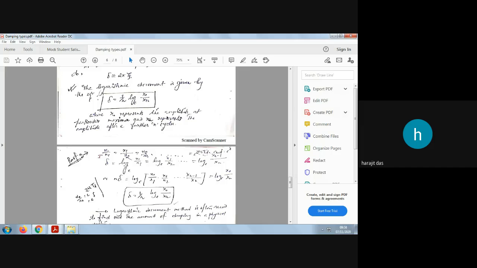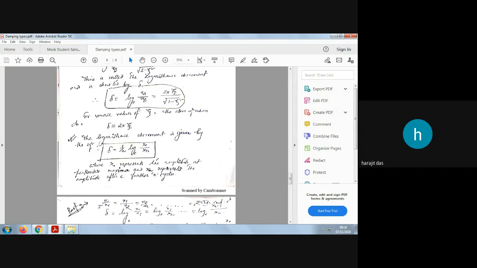So if you multiply the n terms, what will you get? You need to multiply this delta by n. So n delta will equal the product of all those terms: log base e of x naught by x1 multiplied by x1 by x2 up to xn minus 1 by xn. You can see x1 will be cancelled out, x2 will be cancelled out, x3 will be cancelled out, xn minus 1 and xn minus 1 will be cancelled out. So finally you get log base e of x naught upon xn. Then you can find delta from this expression: delta will be 1 upon n log base e of x naught upon xn.